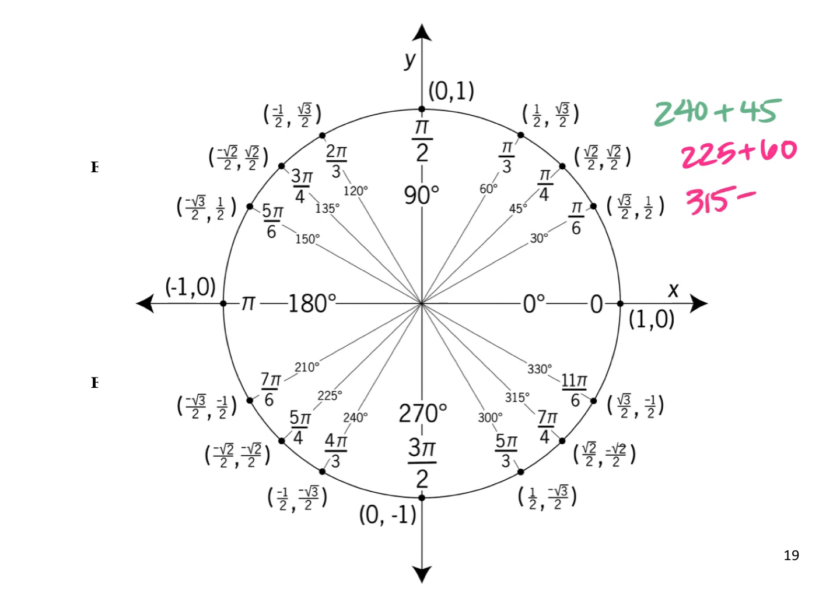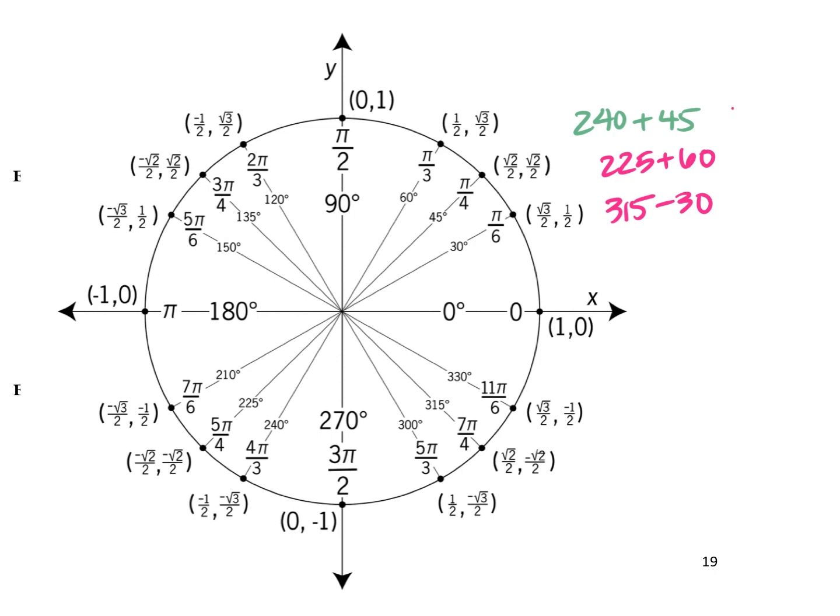315 minus what? Minus 30. Minus 30 would get me 285. I'm going to say these are all equal to 285. 270 plus 60 minus 45. Okay, good. I can only do two angles, though.